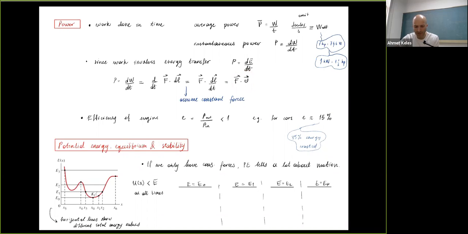And we are assuming constant force for this expression, but you can derive a similar expression for varying force, which will be an integral.